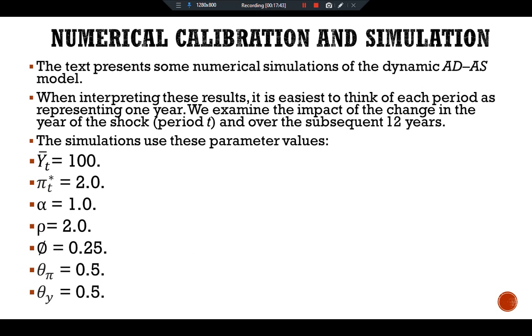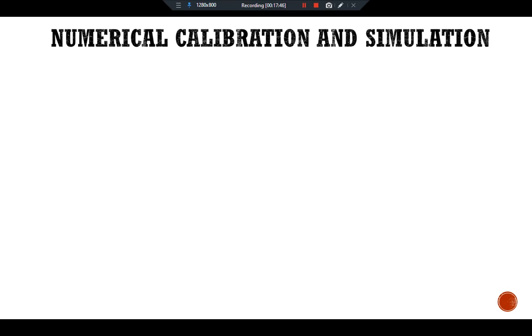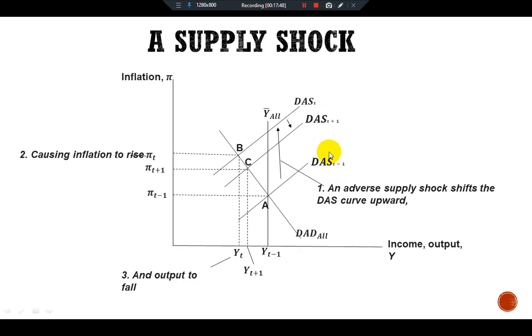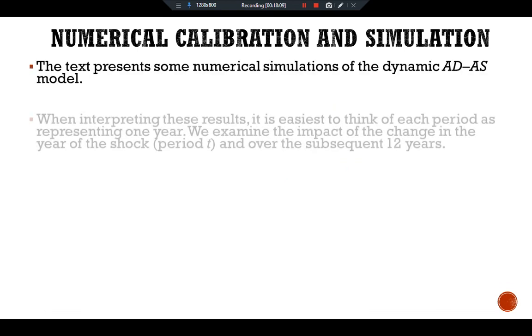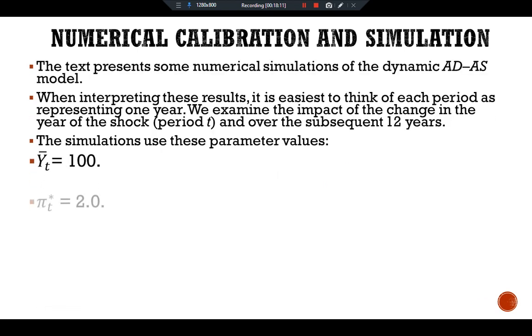DAD t minus 1. So see here we have that point. As we have a lower level of economic activity, it reduces inflation from this point to this point, and thereby lowers expectation of future inflation throughout this process. Output remains below its natural level. So let's see the numerical calibration and simulation in the graphical presentation.